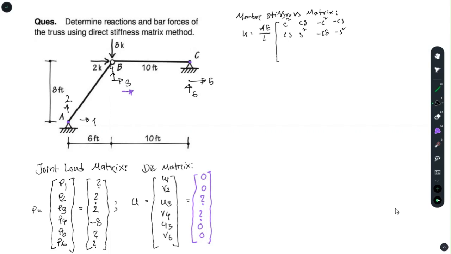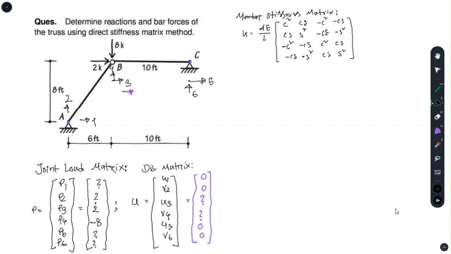And the third row will be quite like the first row, but the negation sign will be opposite. So it will be minus C squared, minus CS, and it will be C squared, and the next thing will be CS. And for the last row it will be quite like row 2, but the negation will be opposite, so it will be minus CS, minus S squared, CS, and S squared.